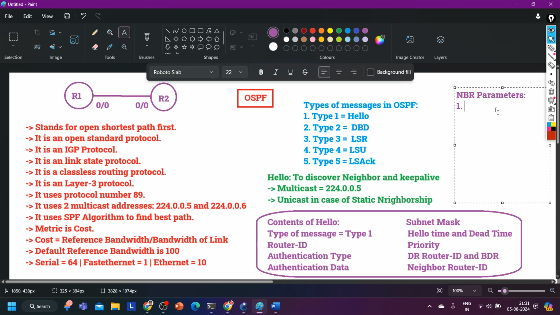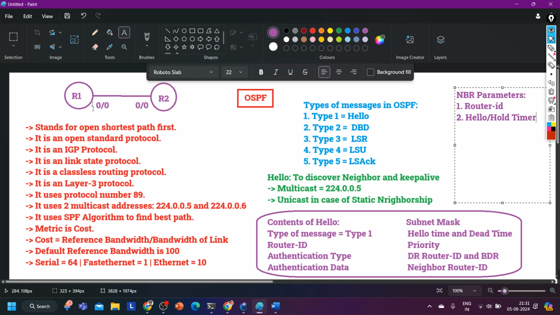Neighbor parameters are, first, router ID. Router ID must be unique. If on router number 1 and router number 2 you have configured the same router ID, these two routers are not going to become neighbors. So the first parameter is that router ID must be unique. The second parameter is hello and hold on time.